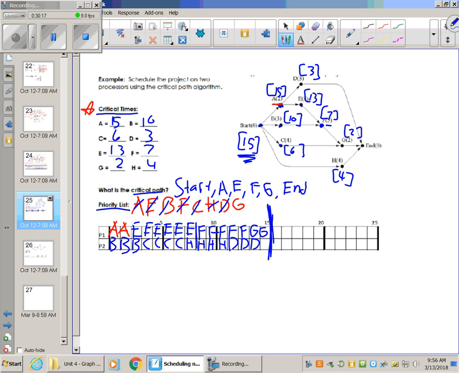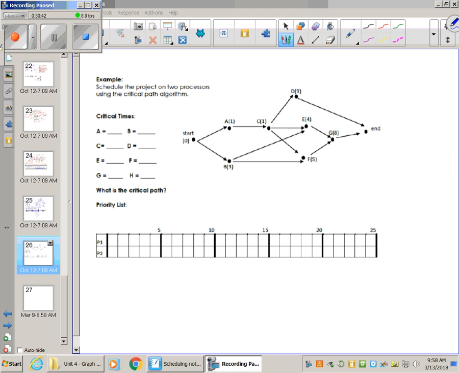And if you notice, it ends at 15, which was our processing time, our critical time for this entire thing. So that number, 15, and the number that you got up here for your critical time, 15, those should always match. And it's the minimum amount of time it takes to complete every single task on this project. See how it's all coming together here.